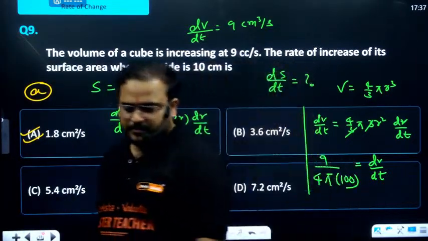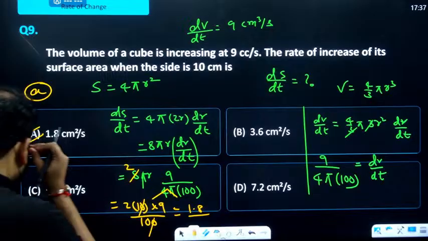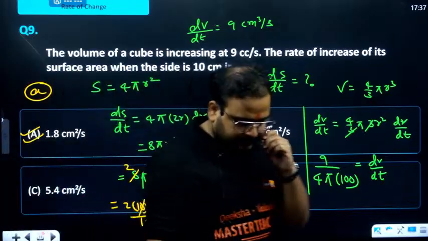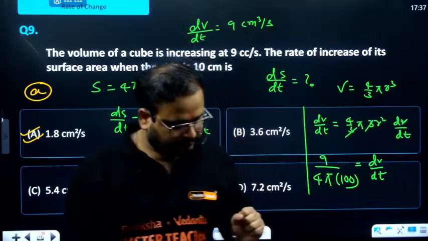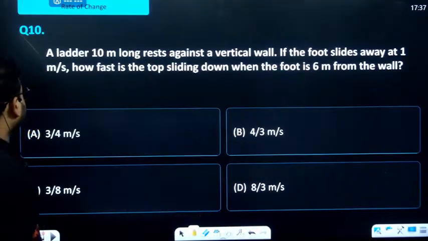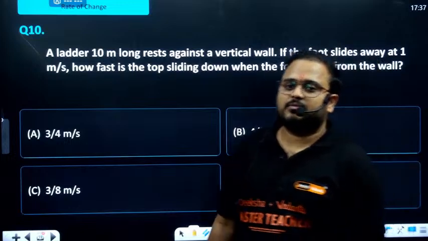Anyone has doubt in this question? Please have a look first. Anyone has doubt? Okay, no doubts.